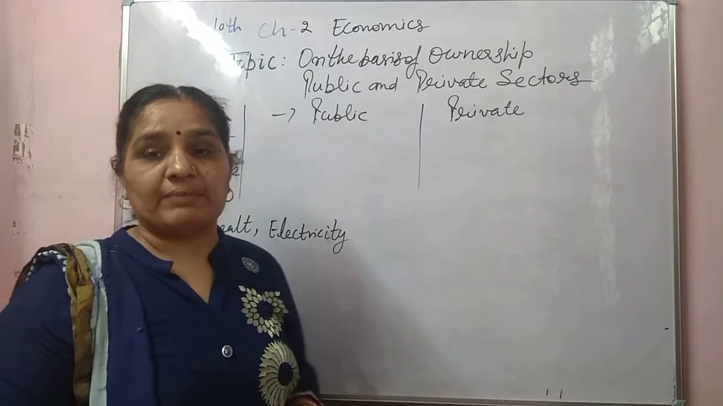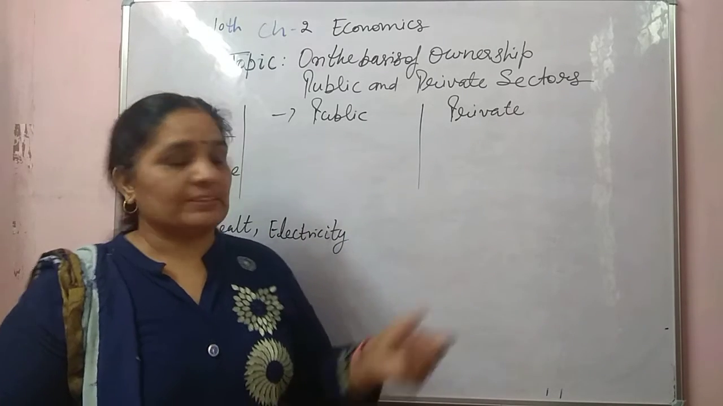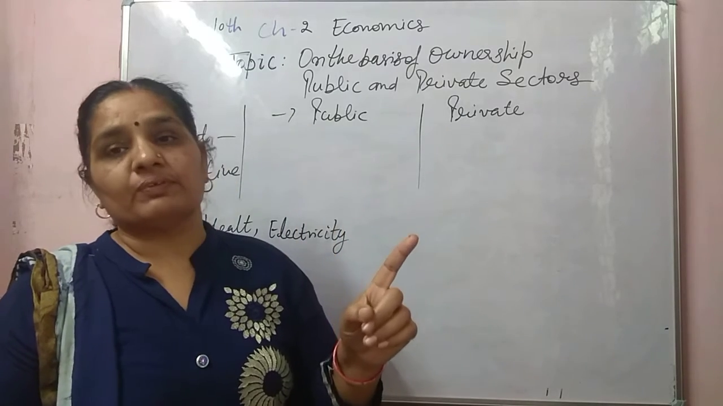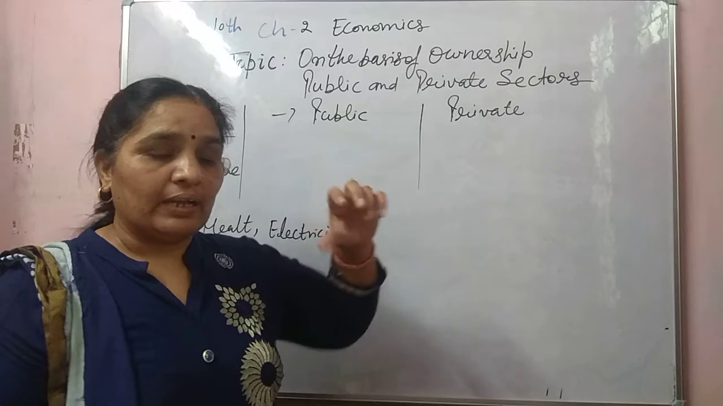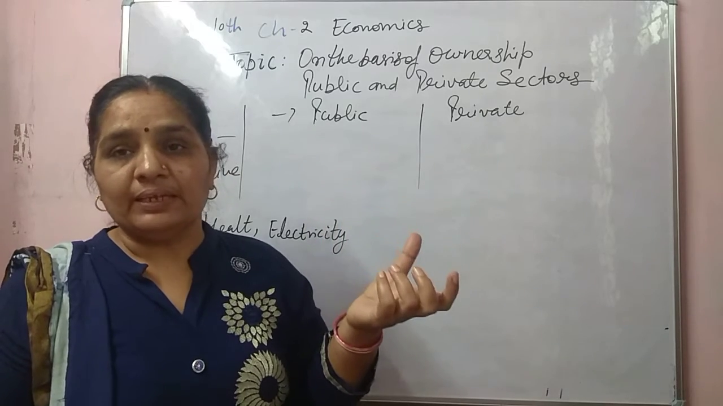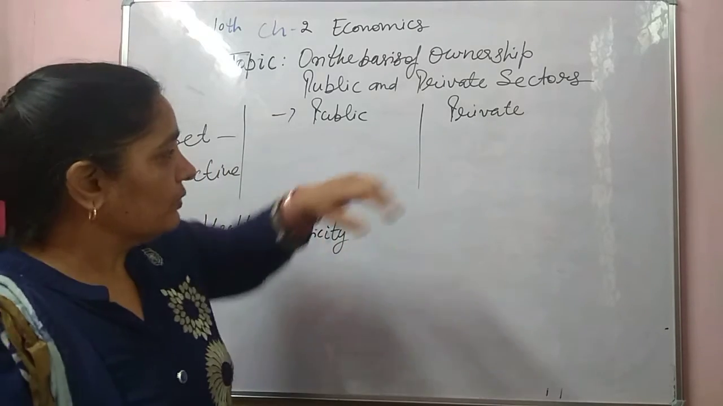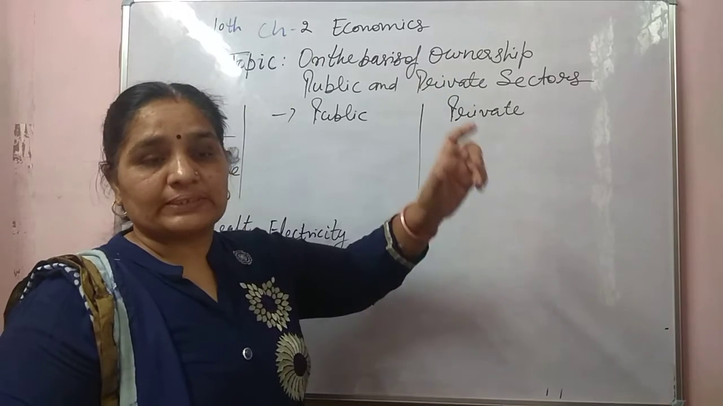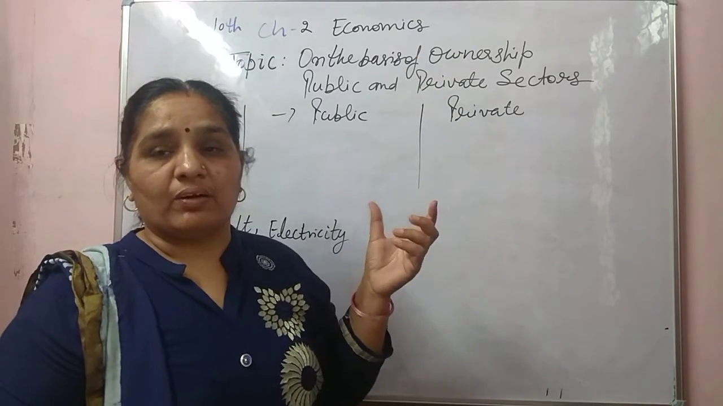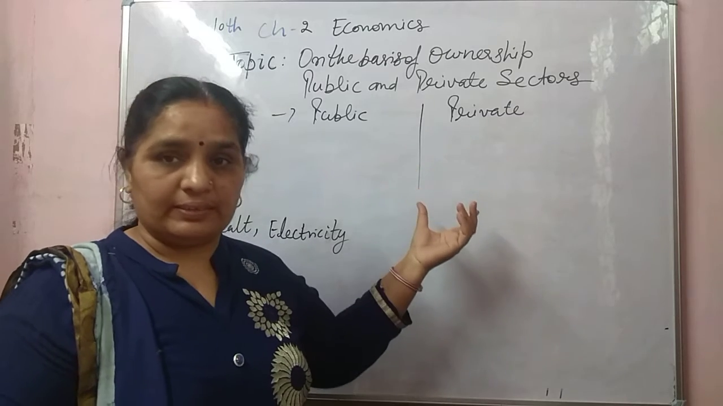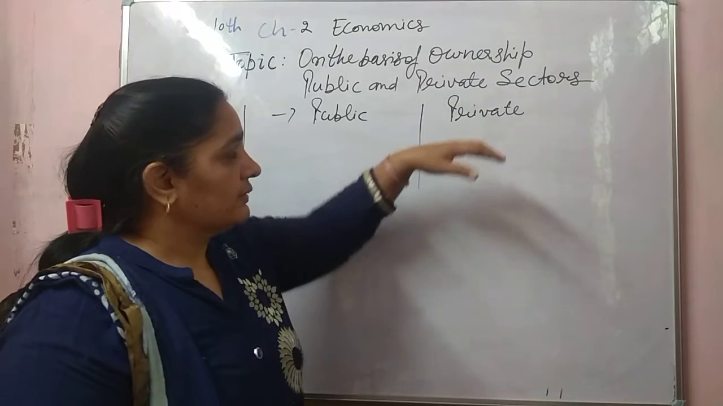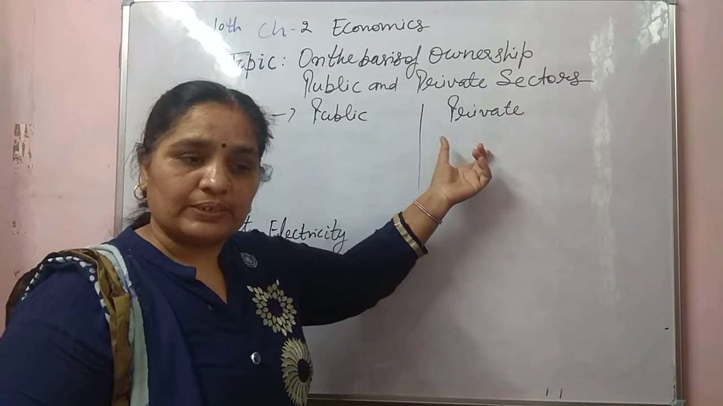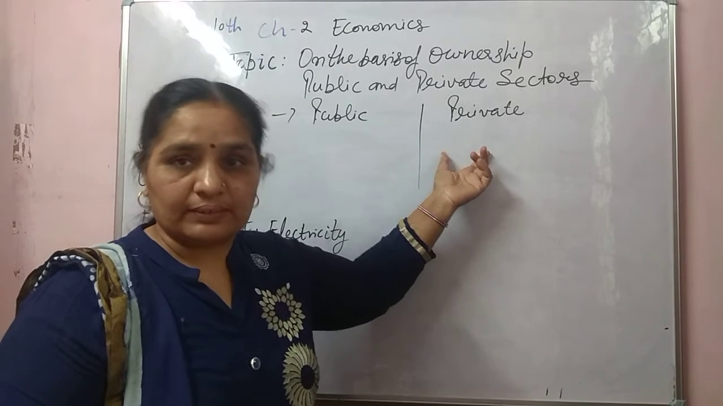Next one is the private sector. Those sectors which are owned by an individual person. One person can be the owner of that, or maybe a group of individuals can be the owner. So under this, a lot of small scale, large scale and cottage industries are the examples. Reliance is also an example, Tisco is also an example of the private sector.